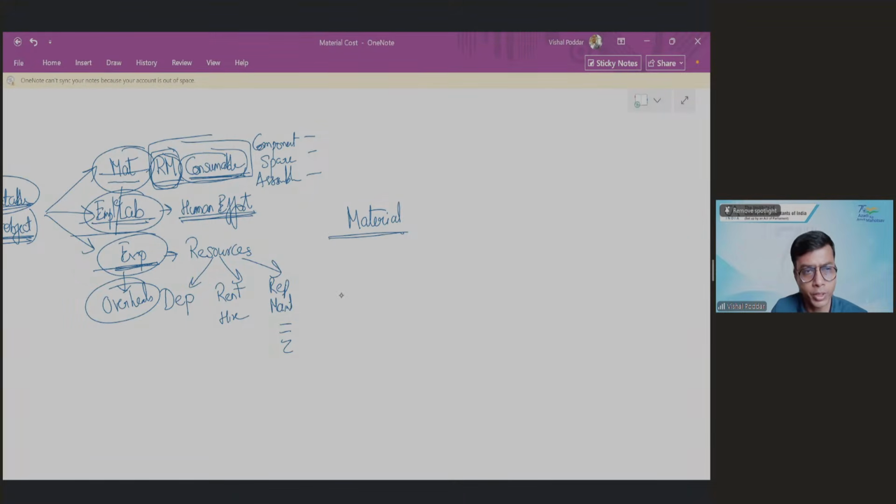Yes, Gunjan Devi, it is consumable. So gas and electricity are consumable, beta. You're right.